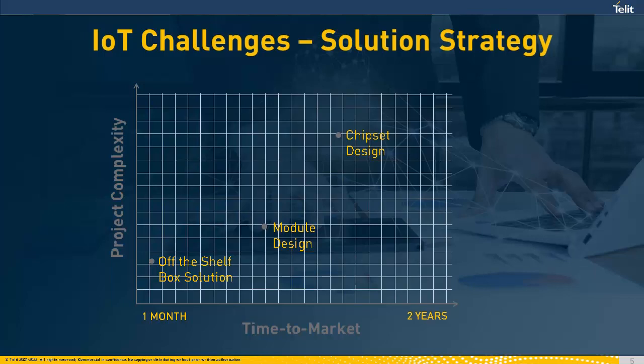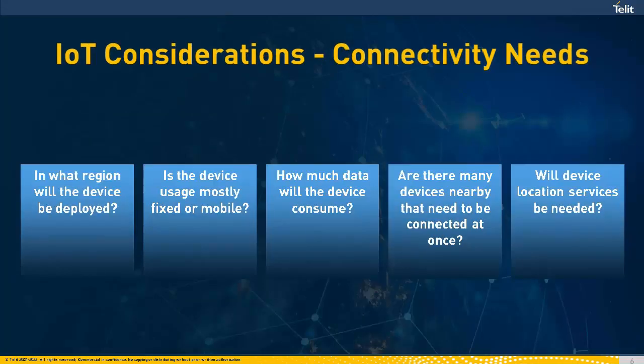On the contrary, here on the bottom left, we have the off-the-shelf box solution. Here, time to market and complexity will be very low, but for sure you don't have a lot of room for differentiation with respect to competition. Finally, in the middle, we can see the module-based approach, the one that Telit offers, where having a precertified and pre-validated connectivity module could place you in the golden spot for development in terms of flexibility and time to market.